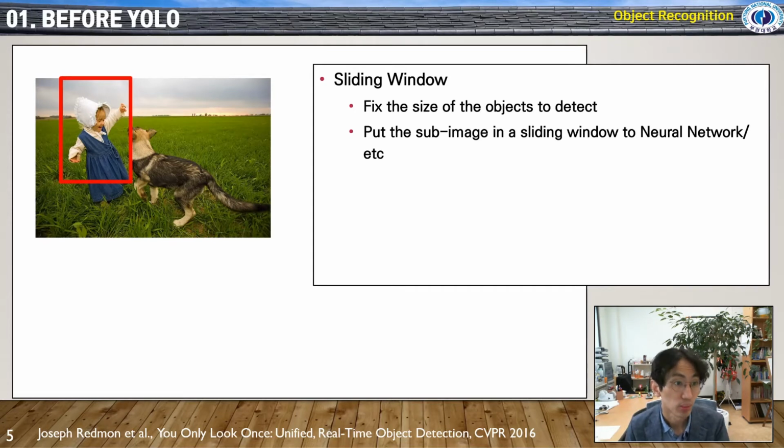and recognize all the images in the sub windows. Okay, this window. Then if the box comes here, we may recognize the person, this girl, correctly. And if this box moves to the right a little bit more, then we may be able to recognize the dog.